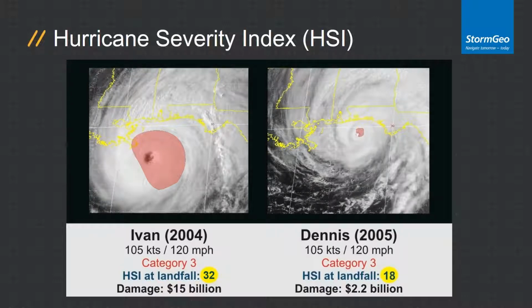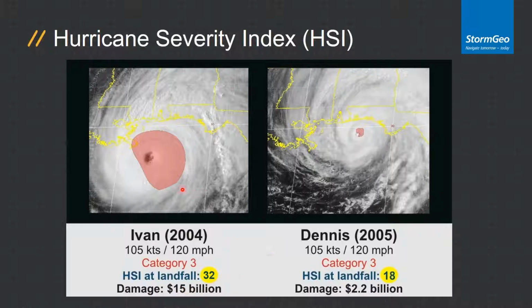These are two storms, Ivan and Dennis, that hit one year apart from each other in the northern Gulf of Mexico, Mobile, Pensacola. Both had 120 mile per hour sustained winds, making them both a Category 3. But we've highlighted the hurricane force wind field, and you can see for Ivan, it's much larger than it is for Dennis. And so our HSI at landfall for Ivan was a 32 out of 50. Dennis was an 18 out of 50. Even though the intensity points were the same for both, the size points for Ivan were much larger, and you can see the damage was 7 times as high for Ivan as for Dennis.